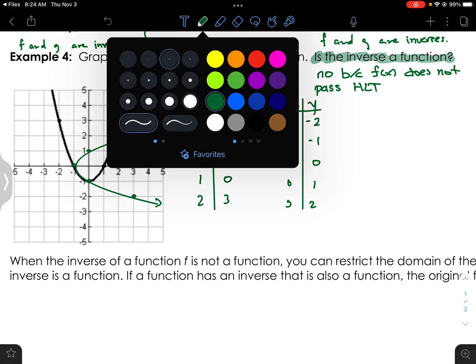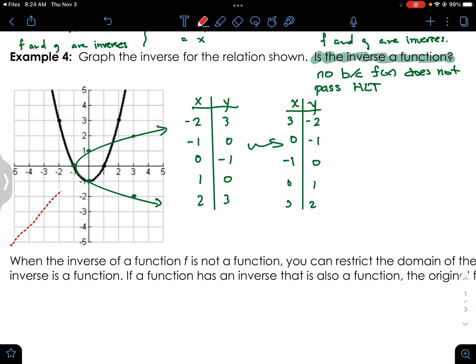And remember, when we have our inverse graph, really what it is is a reflection over the line y equals x. So if we look at that line right there in red, we are reflecting the black graph over the red line. So you can see this section right here is reflecting over to there. This section up here is reflecting over to here. So they're reflecting over the line y equals x.